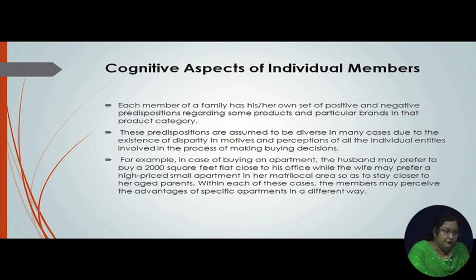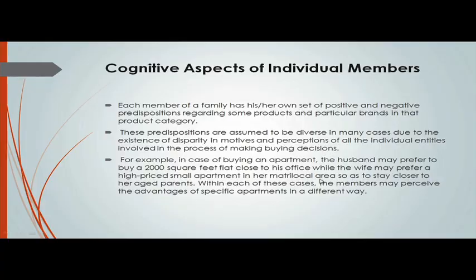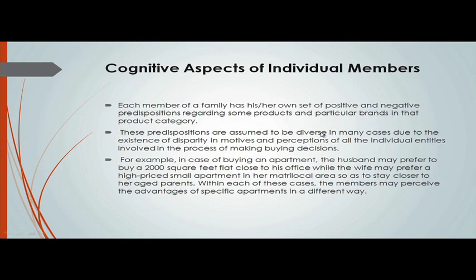Each member of the family has his or her own positive or negative predisposition regarding some product and particularly brands or service. These predispositions are assumed to be diverse in many cases due to the existence of disparity in motives. I told you about the tour, deciding the tour pack. Father wants to go to Rajasthan, mother wants to go to Gujarat and or South India, and the child wants to go to Bangkok. So, the motive is very different. There could be diverse motives, that is, not only one motive.